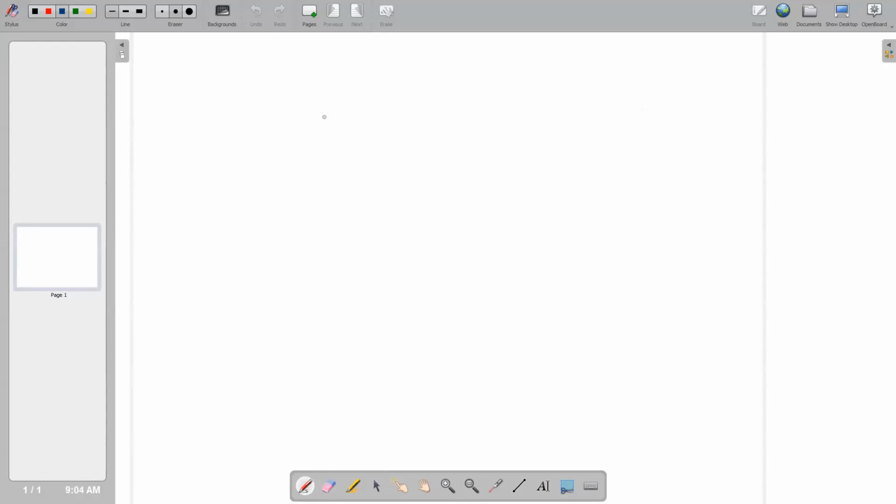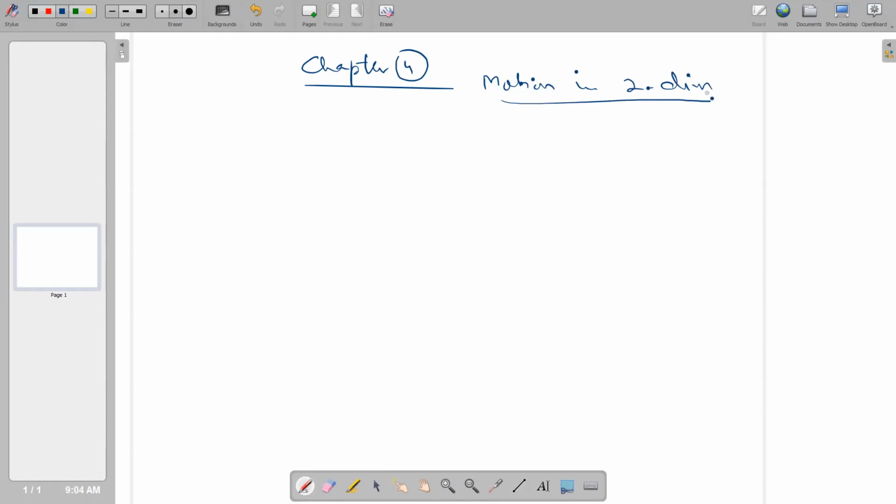So last time we were studying chapter number 4. In chapter number 4, you remember that its title was motion in two dimensions. In motion in two dimensions, what we were studying was actually projectile motion. Last time we discussed a lot of things about projectile motion, and now I want to discuss the summary of this projectile motion.